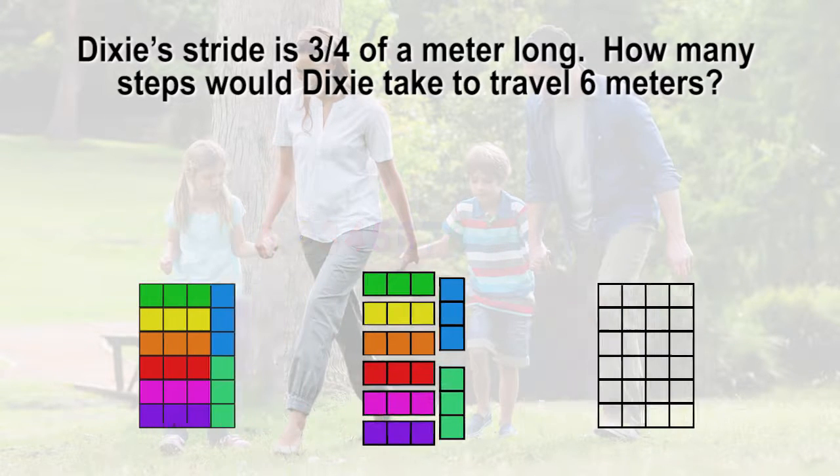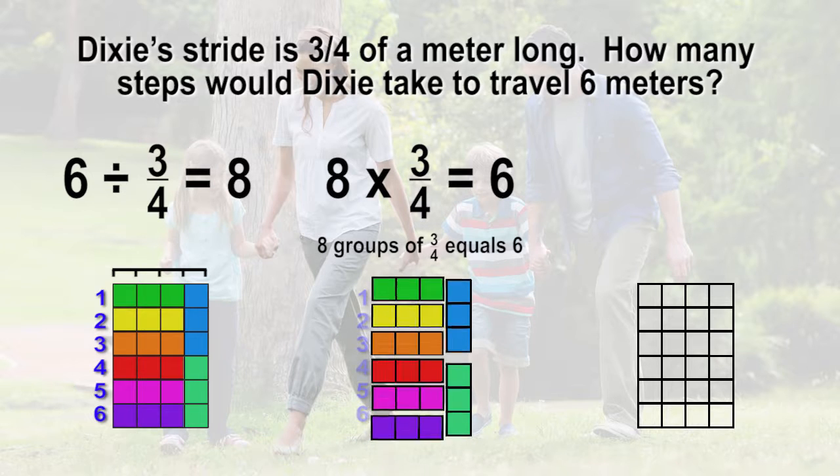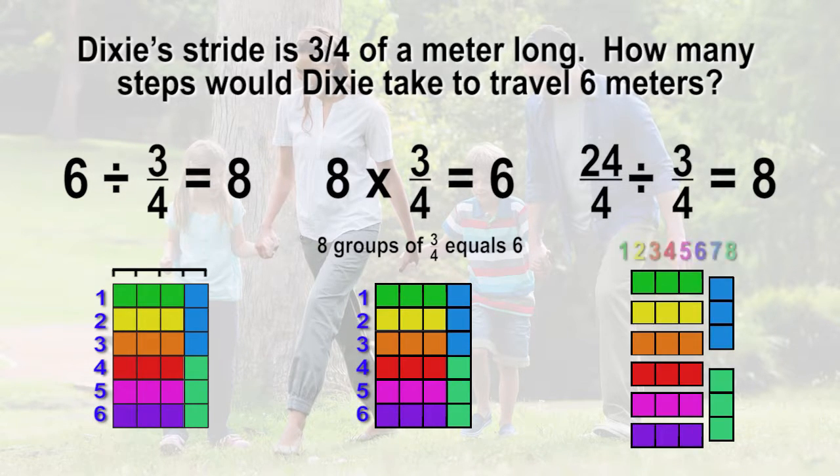This drawing shows 3 different equations. 6 divided by 3/4 equals 8. 8 times 3/4 equals 6. And 24/4 divided by 3/4 equals 8.